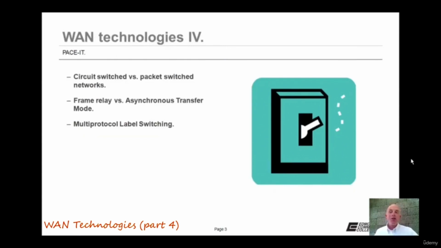Today I'm going to be discussing the difference between circuit switched and packet switched networks. Then I'm going to move on to a discussion comparing frame relay versus asynchronous transfer mode. And then we're going to conclude with multi-protocol label switching. There's a whole lot of ground to cover, not a whole lot of time. Let's go ahead and begin this session.